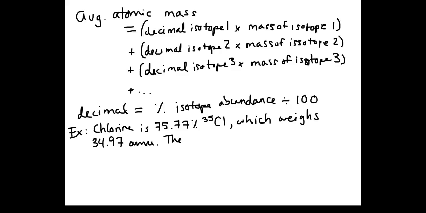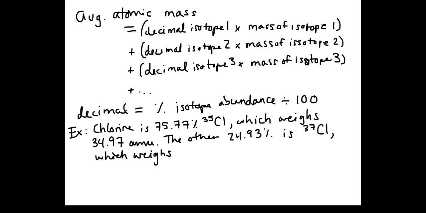The other 24.93% of chlorine is chlorine 37, which weighs 36.97 AMU. What is the atomic mass? And in this case, I'm talking about average atomic mass. We're going to take these numbers and put them into this equation.